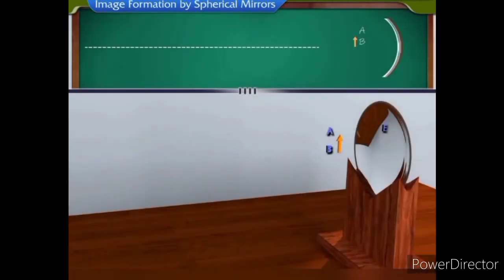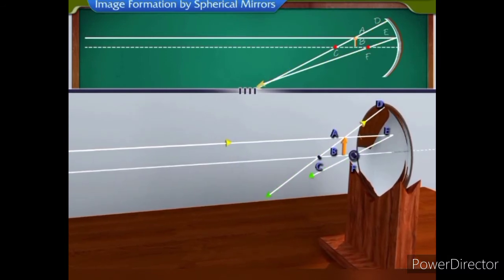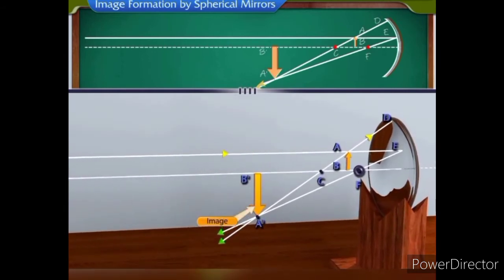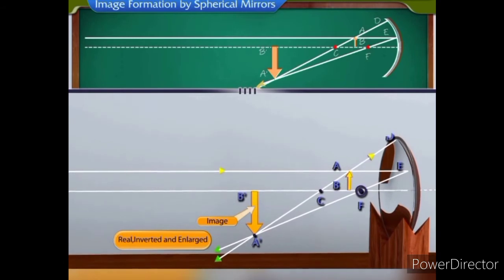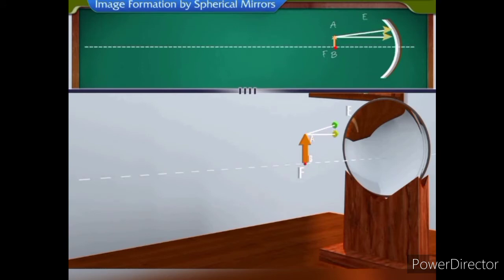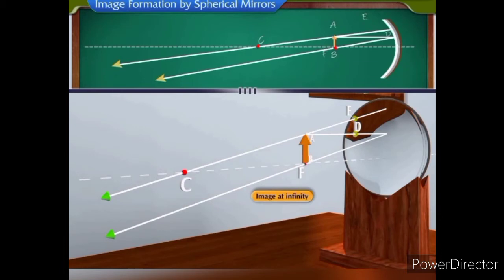The object AB is now placed between F and C. The rays AD and AE after reflection intersect in point A'. Inverted image A'B' is obtained beyond C. This image is real and enlarged. When the object is placed at the focus, the rays AE and AD traverse parallel to each other after reflection. The image of the object is formed at infinity. The image is highly enlarged, real, and inverted.